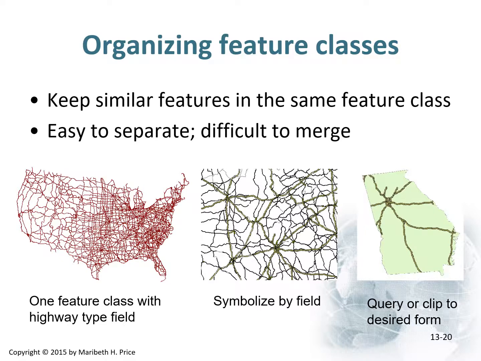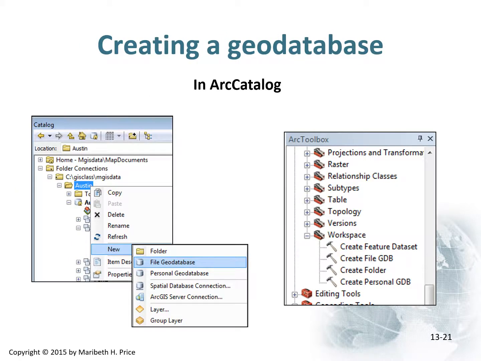Organizing feature classes, you want to keep similar features in the same feature class. Easy to separate things that are together, but it's not so easy to put things together. And so one feature class with the highway type field can be symbolized by the field, and you can query and clip out just the parts that you want. Much easier than taking individual different types of data layers for roads or highways and putting those together into a single feature. How do you create one?